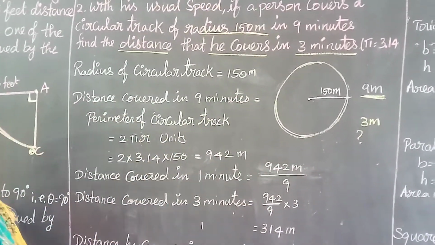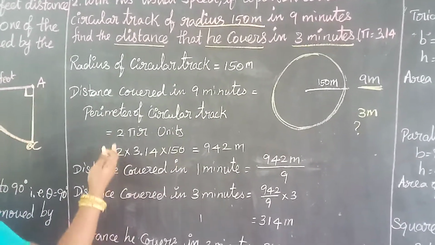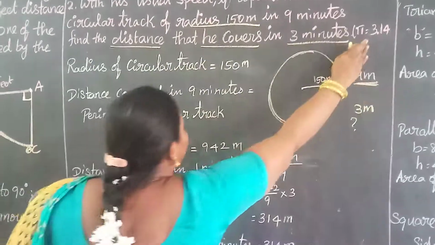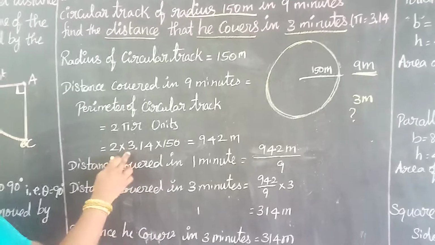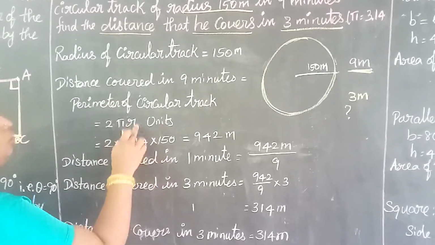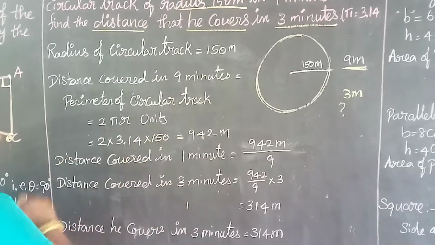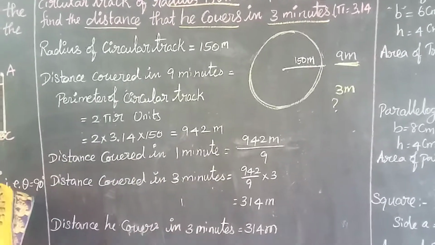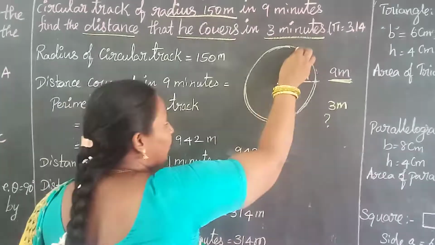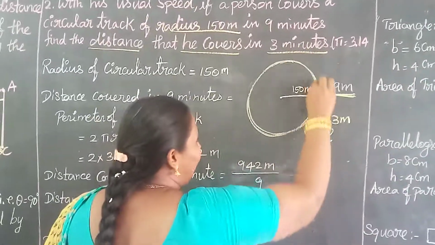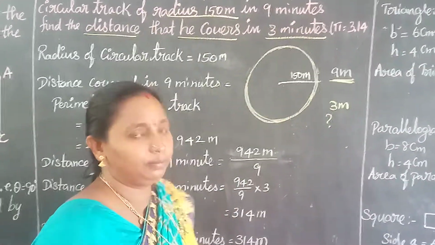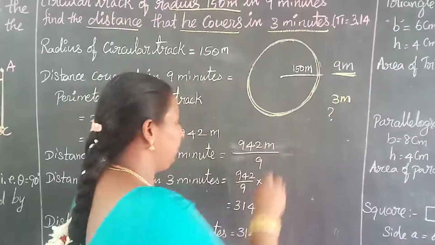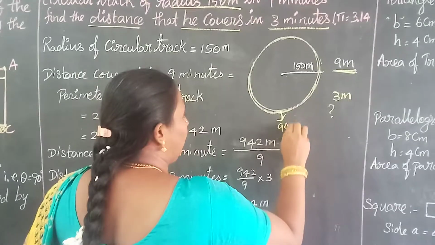So perimeter of a circular arc, what is the formula? Perimeter of circle is 2 pi r units. So 2 into pi value, they given in the sum, we have to use 3.14. So write 3.14 into r, which is 150 meter. Multiply these three numbers, you will get 942 meter. So you find the perimeter of this circular track, that is nothing but the distance traveled by him in 9 minutes, that is 942 meter.